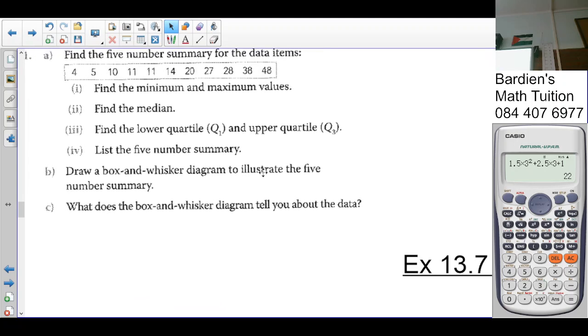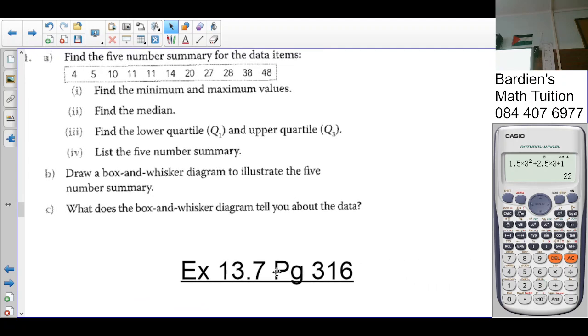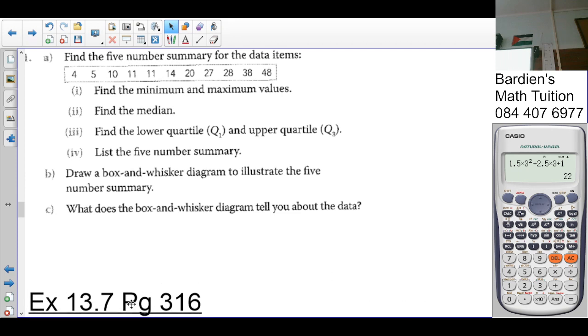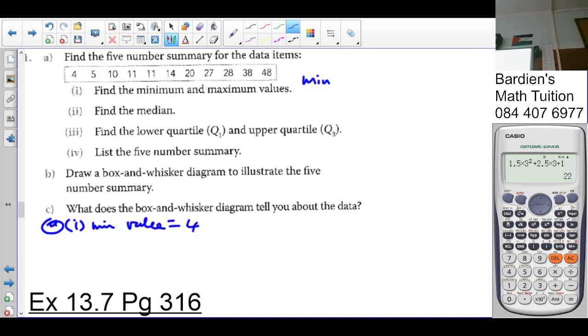So it says find the 5 number summary for the data items. So are these numbers in ascending order? Yes. Minimum value and the maximum value? So the first one, the minimum value is 4 and the maximum is 48. Find the lower and upper quartile.